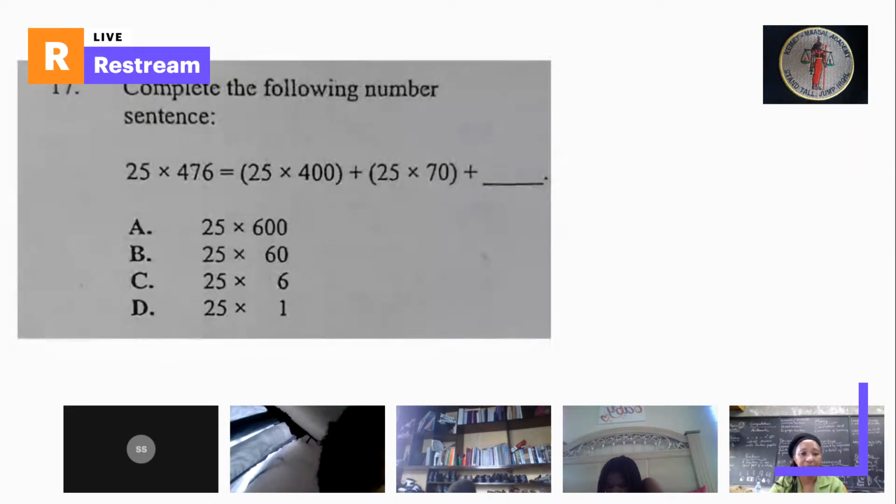Number 17, complete the following number sentence. 25 times 476 is equal to 25 times 400 plus 25 times 70 plus 25 times what?